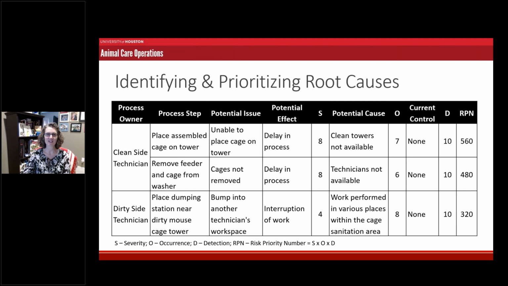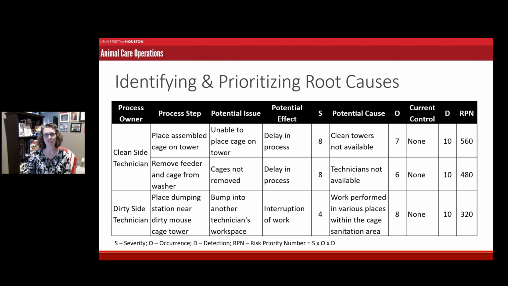In this case, the clean side technician was placing the assembled cages on the tower. But sometimes they were unable to place the cage on the tower because the clean towers were not available, and that could potentially cause a delay in the process. And really, there were no controls in place at the time that would alert someone that you're not going to have a clean tower once you get these clean cages, and those cages are going to have to wait.